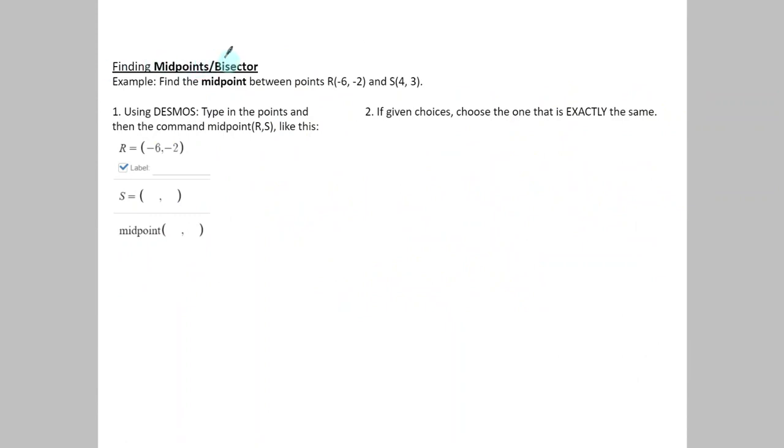Finding midpoints, sometimes called finding a bisector. That's important to note that it could be written both ways to mean the same thing. For example, find the midpoint between points R and S. Again, we're going to use Desmos to type in the points like we did for distance. So R we have, and S, but this time, instead of using the distance command, notice we're using the midpoint command. And just like we did with distance, however we typed those letters up here, in this case capital R and capital S, that's how we write it in that command.